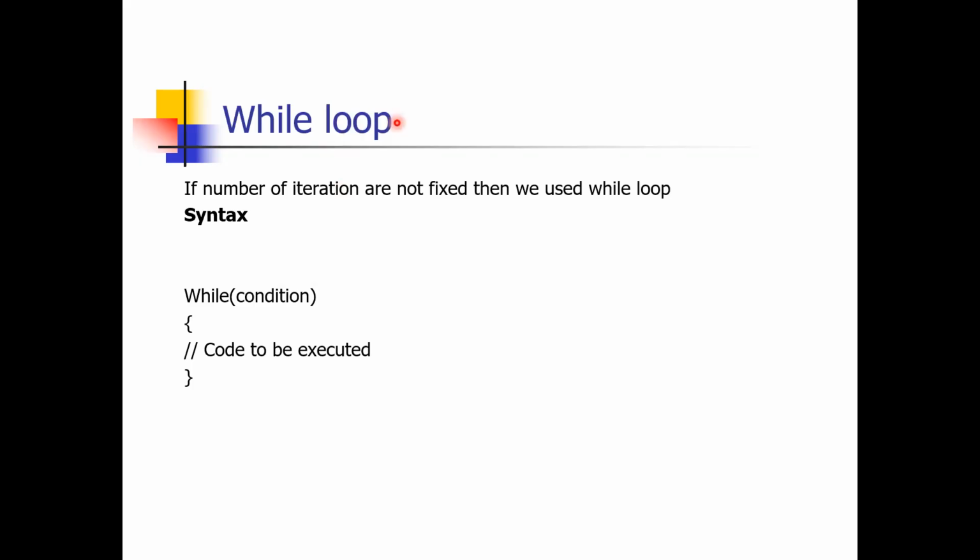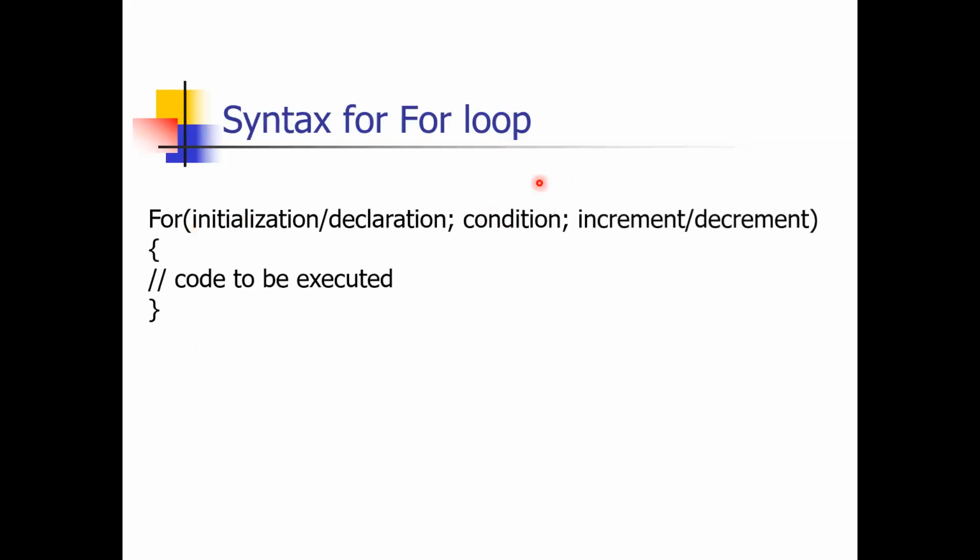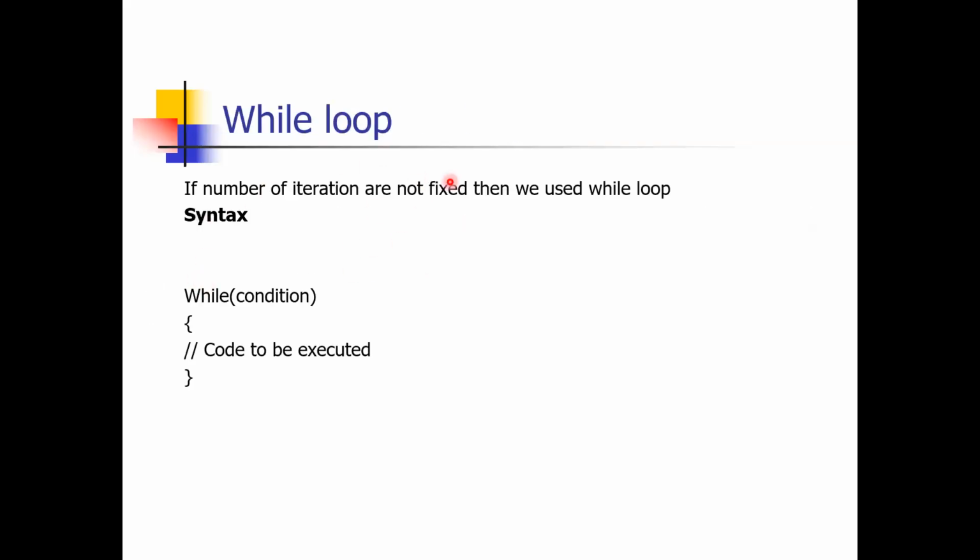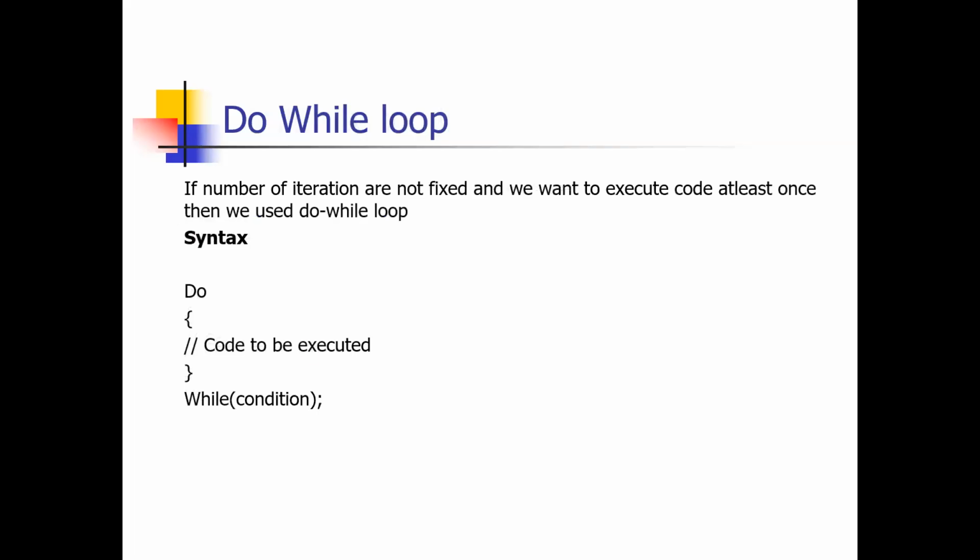While loop, the logic is the same as for loop, but in for loop the condition is known and the iteration is fixed, meaning you know how many iterations there are. But if we don't know how many iterations there will be, we know only the condition, and up to that condition we have to follow the loop, then we apply the while. So while condition.